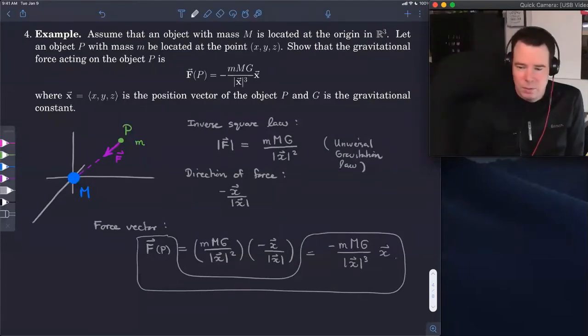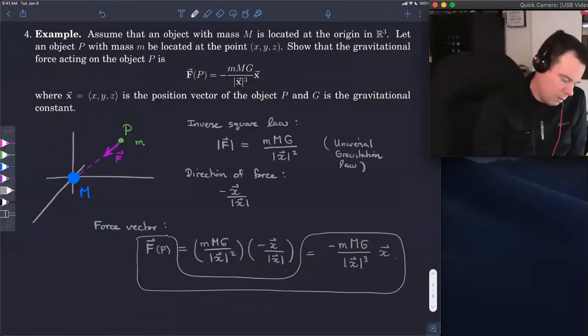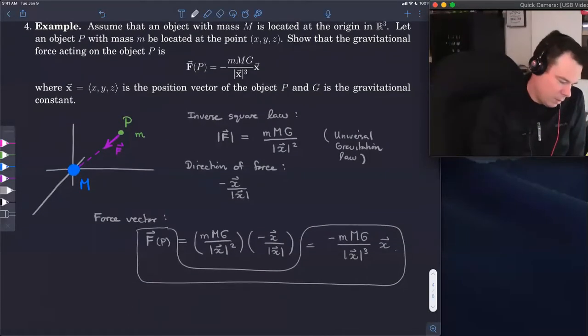This is a vector field. At any given point in space, we've attached a vector to it, which is the gravitational force acting on the mass at that point in space.